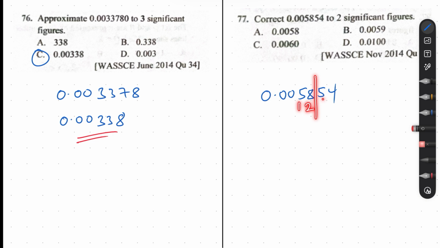So this number here is 5 and above, right? So it's 5. So we need to round it up. So how do you do that? We have 0.0059 because we are rounding this up. We need to add 1 to the 8, it becomes 9. Okay, so that's our answer. Cool. Do you have it in the options? Yes, we have it. 0.0059.